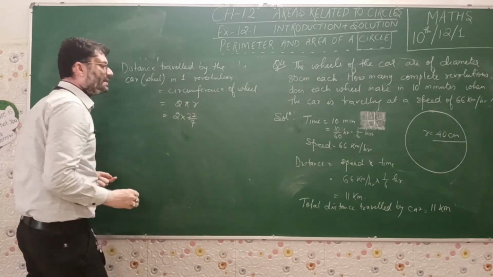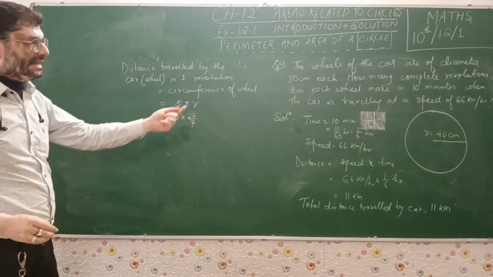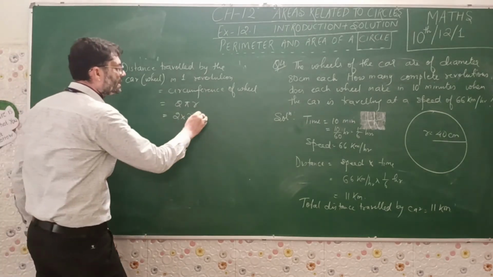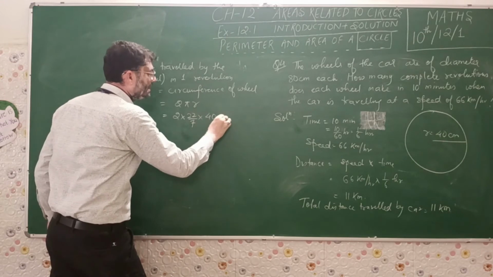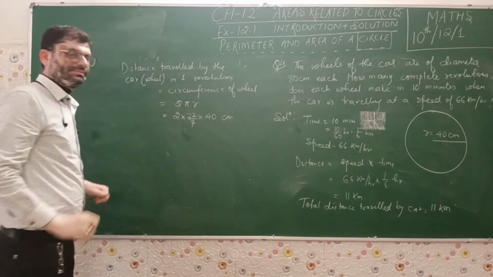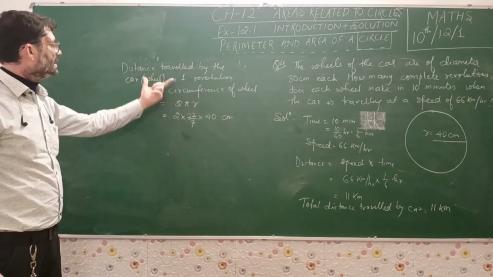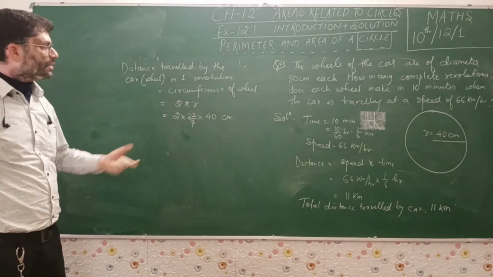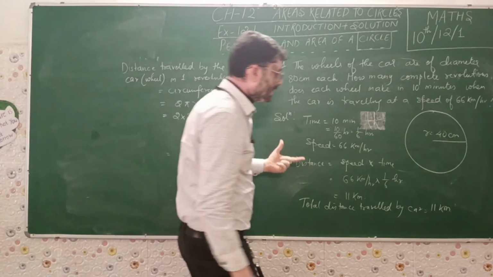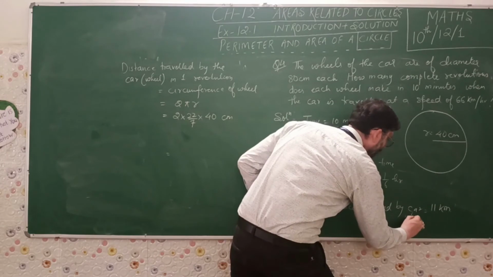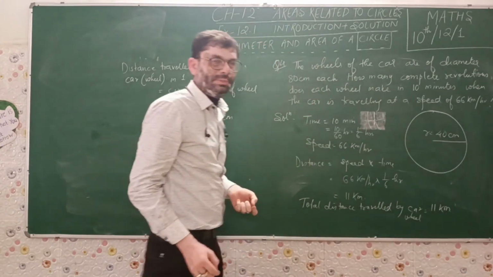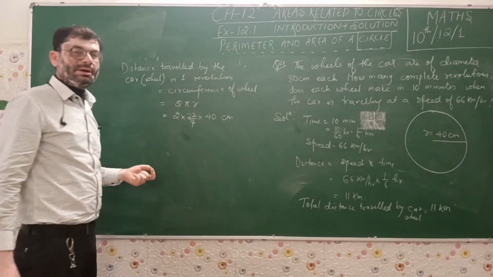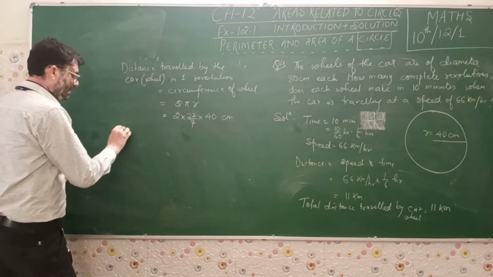Let us substitute the values. The value of pi is 22 by 7, and the radius is given to us as 40 centimeters. Let us keep it as it is. So this is the distance traveled by the wheel in one revolution. The total distance traveled by the car or wheel, as I said, is 11 kilometers. Now let us find the number of revolutions.